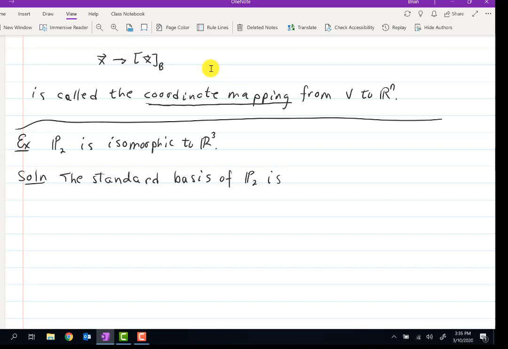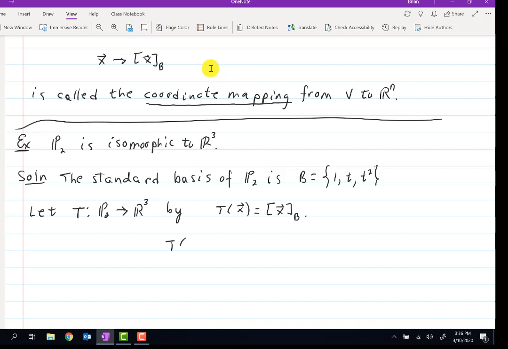is B equals {1, t, t squared}. Then what we're going to do is let T go from P2 into R3 by T of x equals [x]_B. Now notice the following.